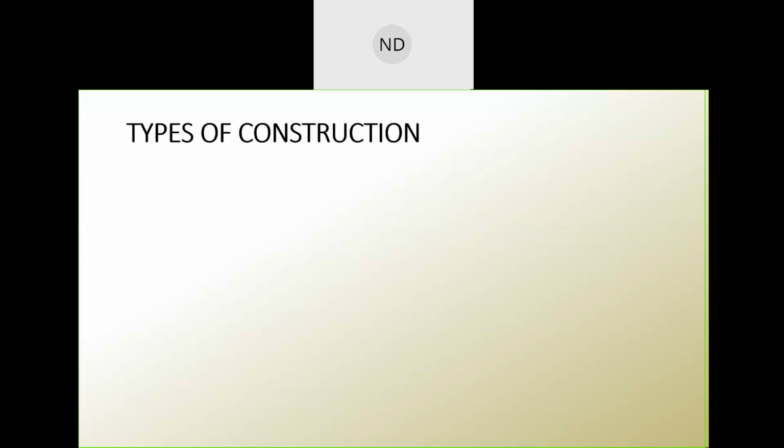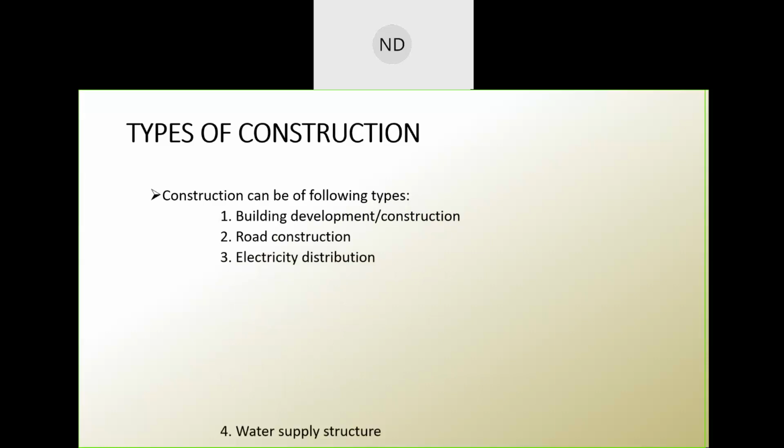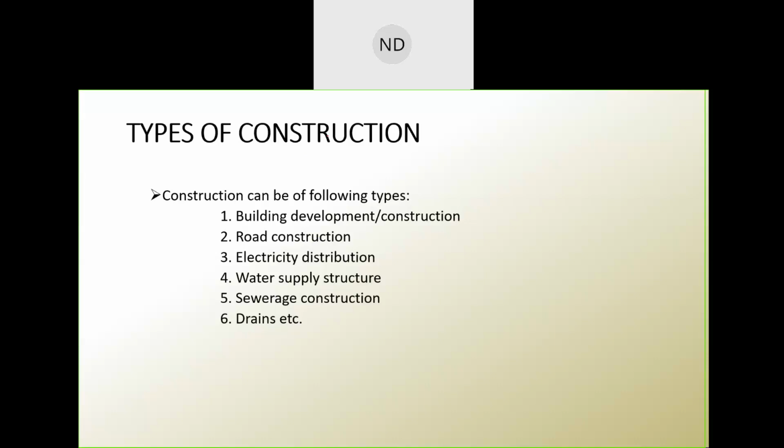Then we have what are the types of construction? Construction can be of the following types: building development or construction, then road construction, electricity distribution, water supply structure, sewerage construction, drains, etc. Okay, so the types of construction you already know. These are your types: building development, construction, the nearby roads construction, electricity.